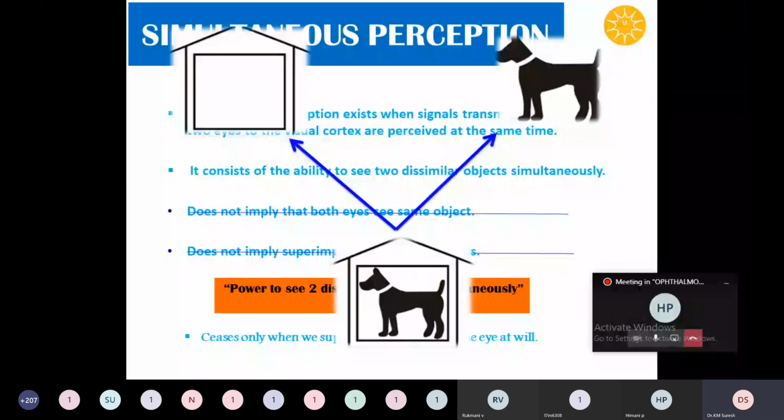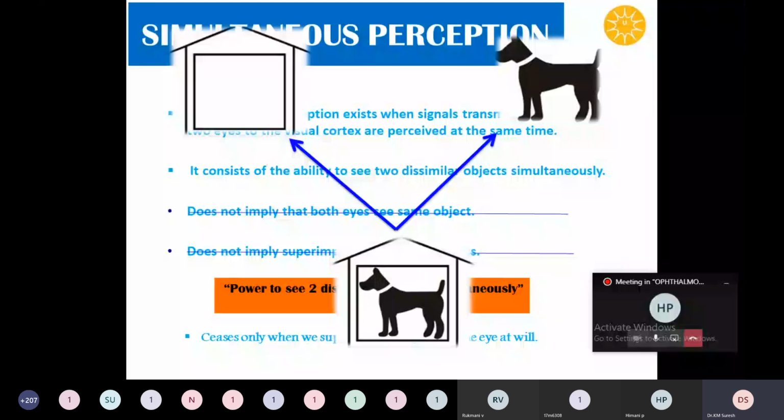See here, one eye is seeing the cage, the other eye is seeing the dog. So the eye has got capacity. These are the images that can be shown to each eye by an equipment by name Synaptophore. I'll be showing the picture of that particular equipment in the next few slides.